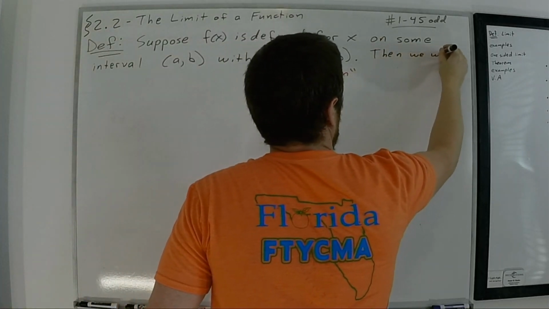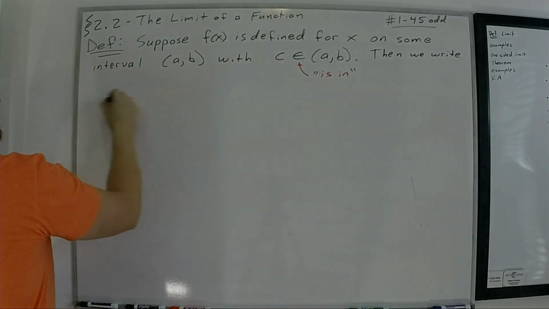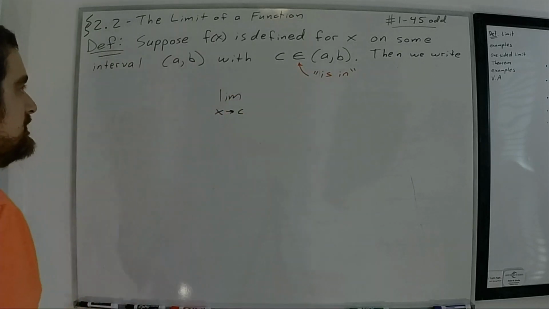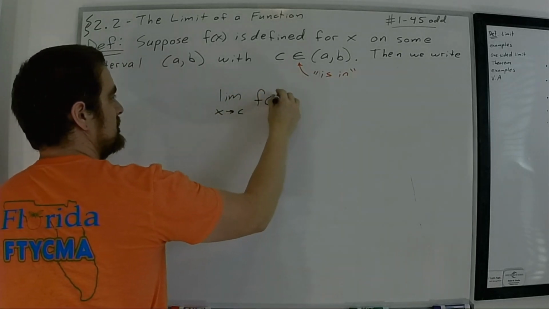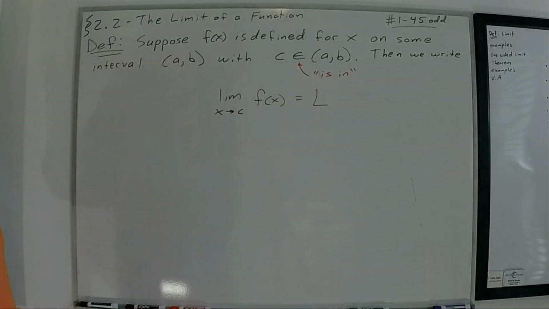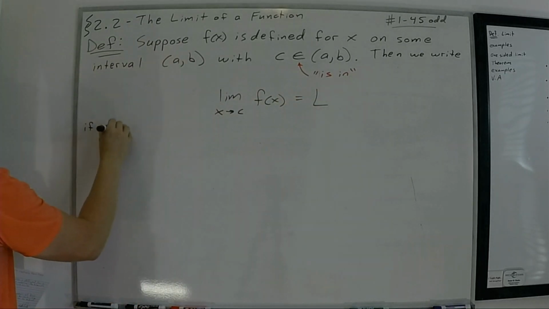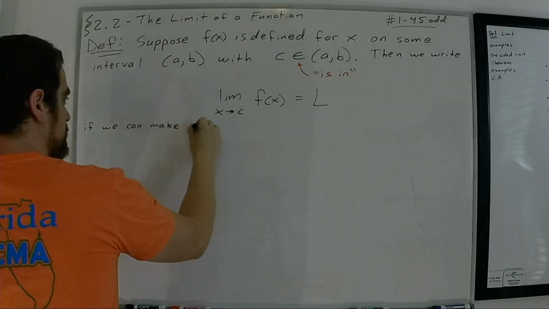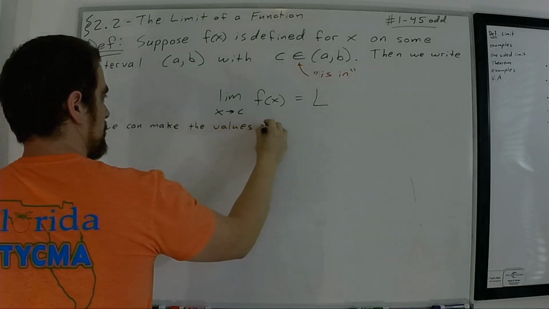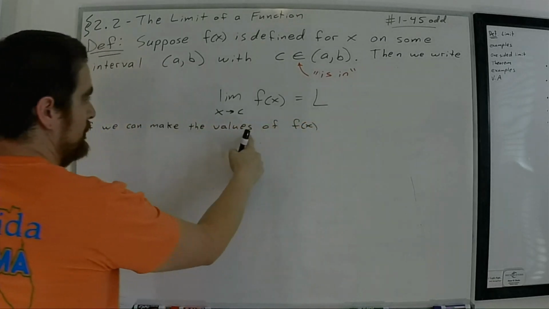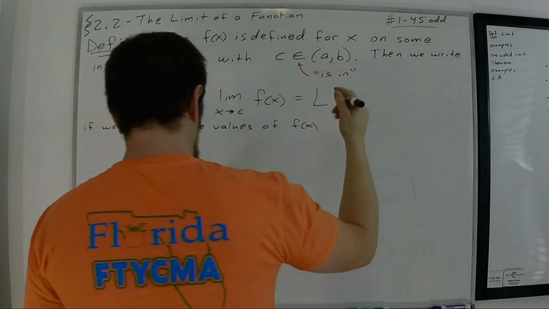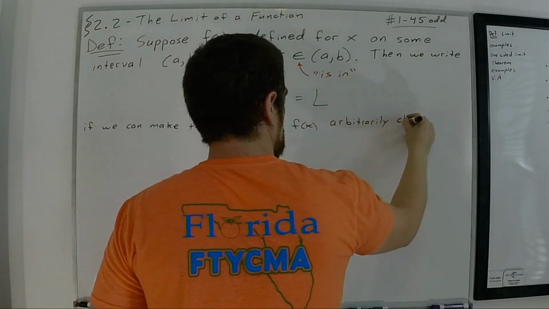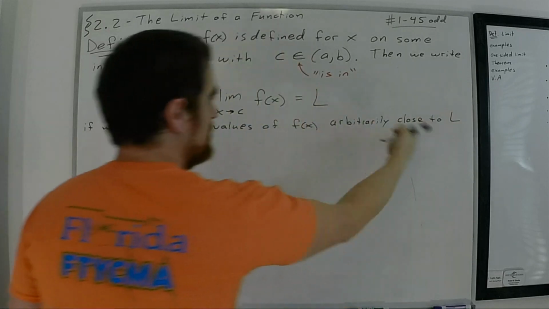Then we write the limit, I'll just put it right here in the middle so it looks nice. The limit as x goes to c of f of x is equal to L if we can make the values of f of x, when I say values, I mean the outputs, like the y values, arbitrarily close to wherever this number capital L is.